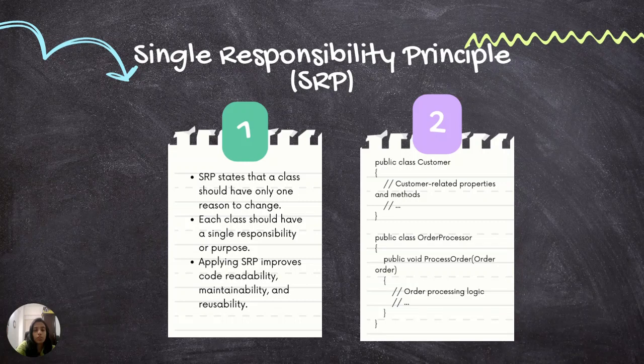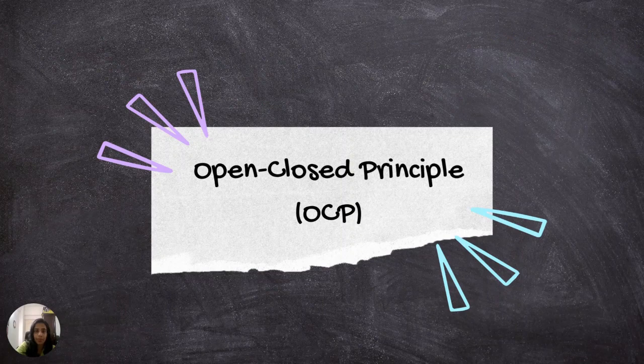So as you can see in the slide, there is an example. There is a class called Customer. It handles the customer related operations, while there is a class called OrderProcessor, which is responsible for order processing. So each of these classes has a single responsibility. This maintains the code readability, maintainability, reusability, and it can be easily tested in future.